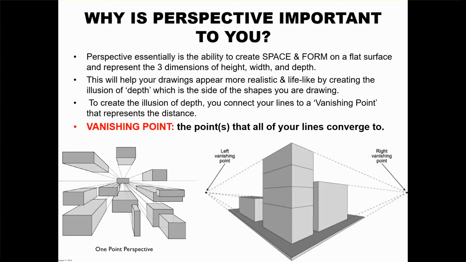So this will help your drawings appear more realistic and lifelike by creating the illusion of depth, which is the side of the shape. In order to help us do that, we're going to use a little thing called vanishing point. Literally, it's a little thing. It's a dot in the distance. So a vanishing point, if you did not write this down, because remember, you'll write down everything that's in bold, like every other presentation in this class. A vanishing point is the point that all of your lines converge to. So again, if you didn't write it down, a vanishing point is the point or points that all of your lines converge to.